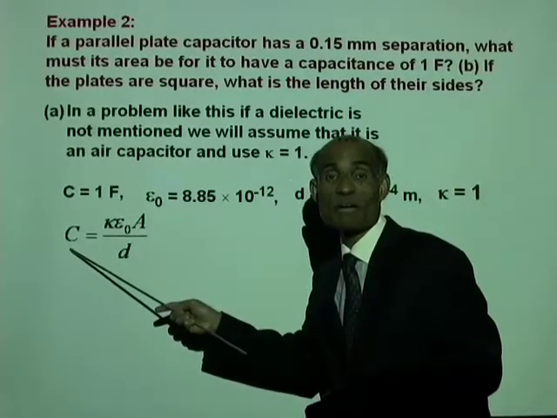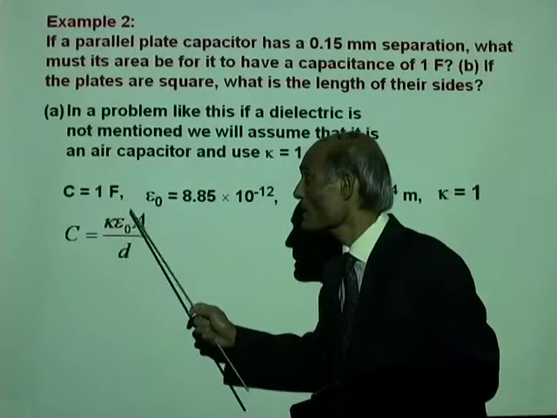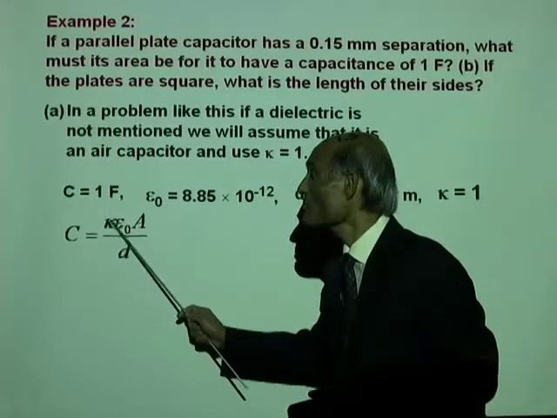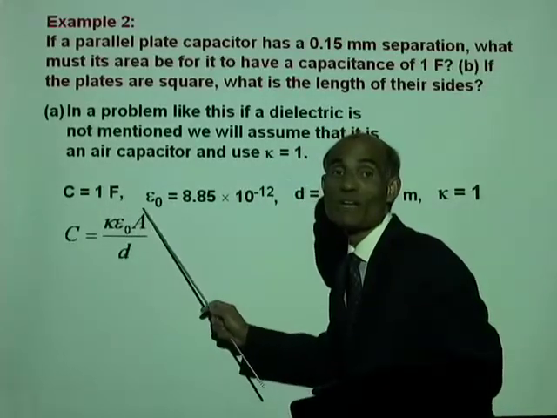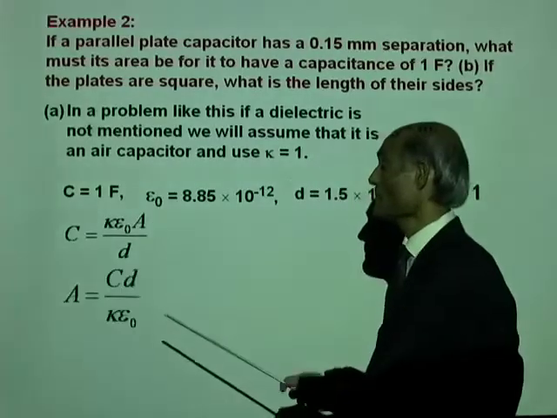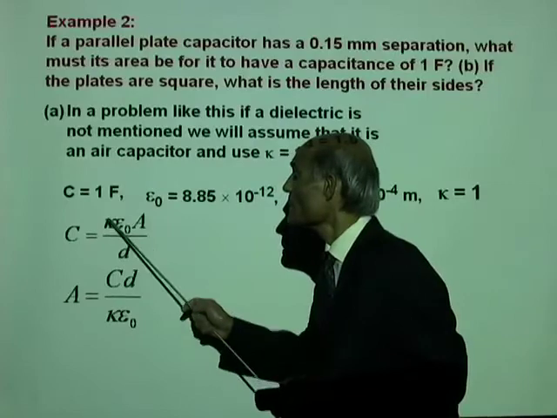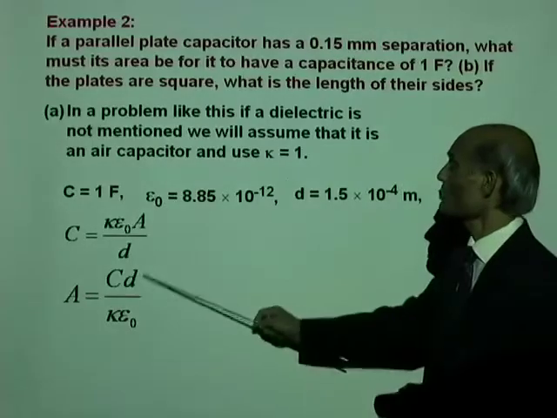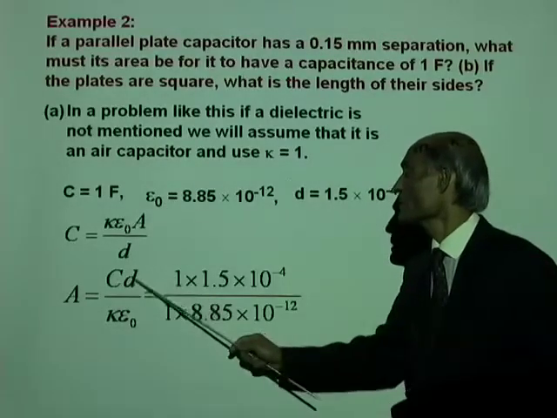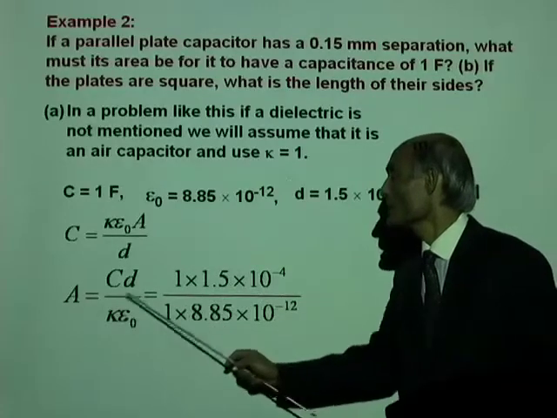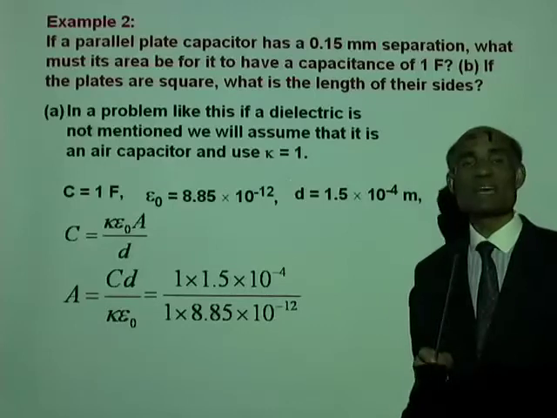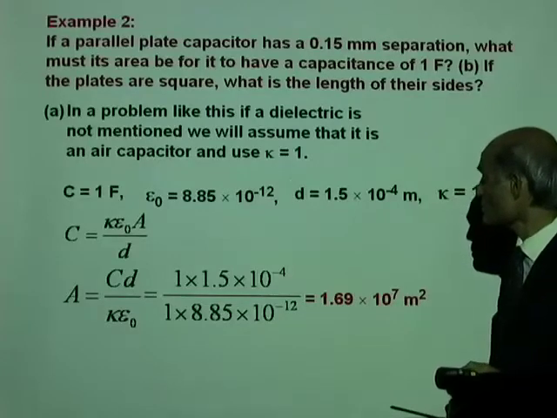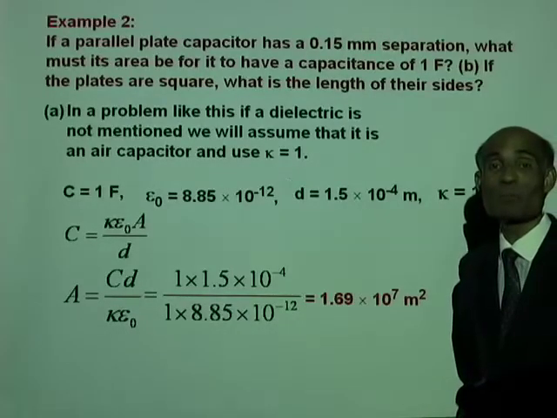The capacitance of a parallel plate capacitor is kappa epsilon naught A over D. We know the capacitance, we know kappa, we know epsilon naught, we know D. Therefore, we solve for A. A equal to CD divided by kappa epsilon naught, and put in all the values. C is 1, D is 1.5 times 10 to the negative 4, kappa is 1, and epsilon naught is 8.85 times 10 to the negative 12, and that area is 1.69 times 10 to the 7 meter square.